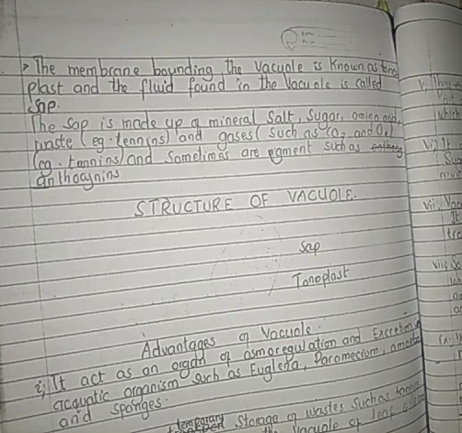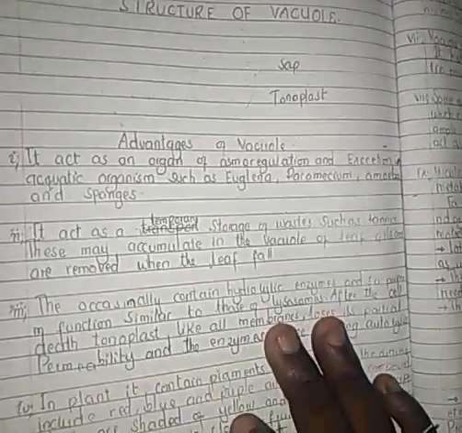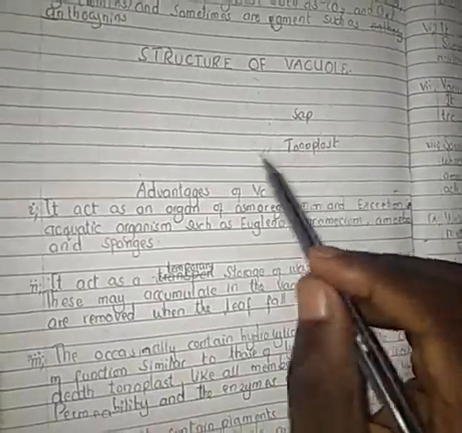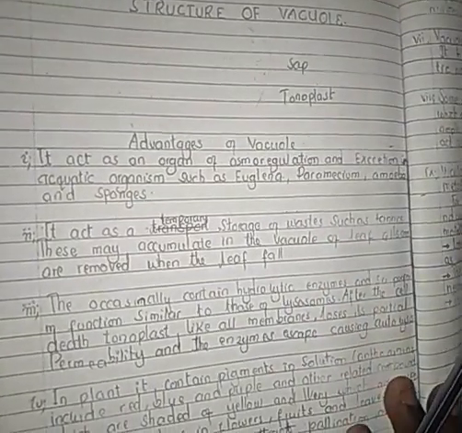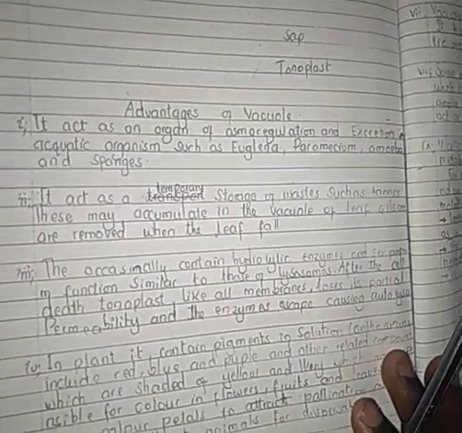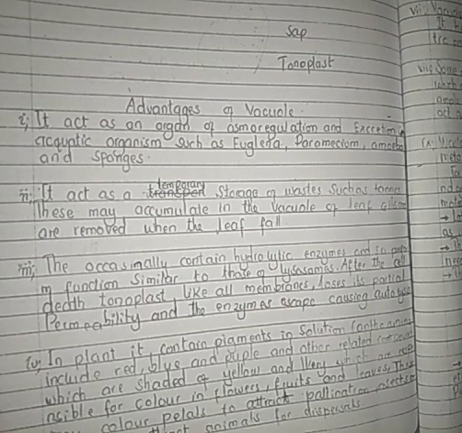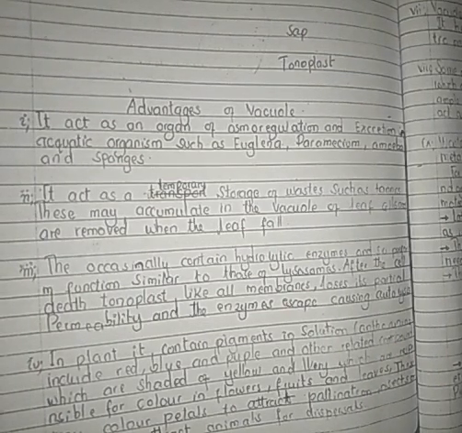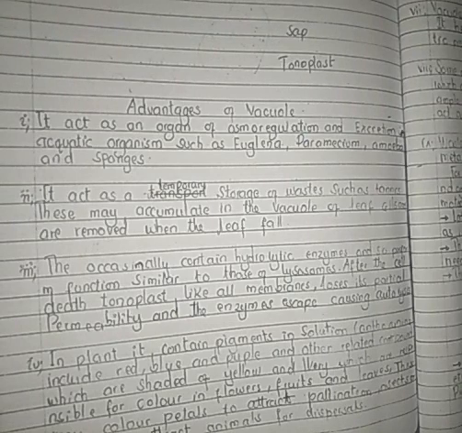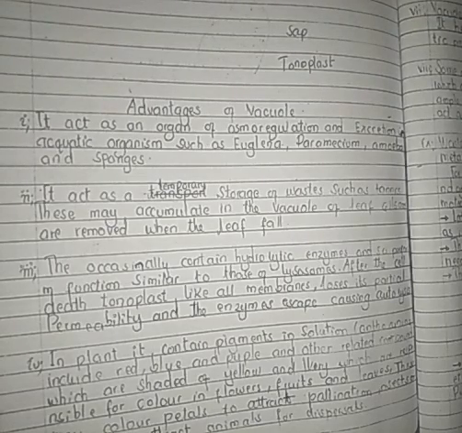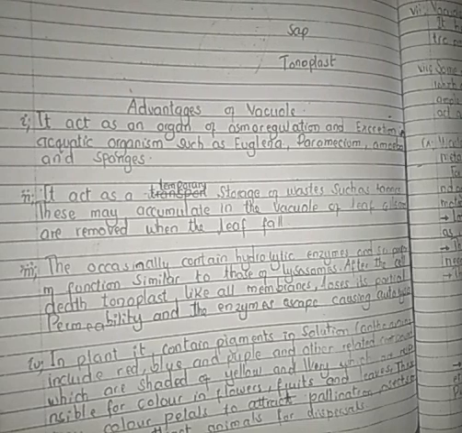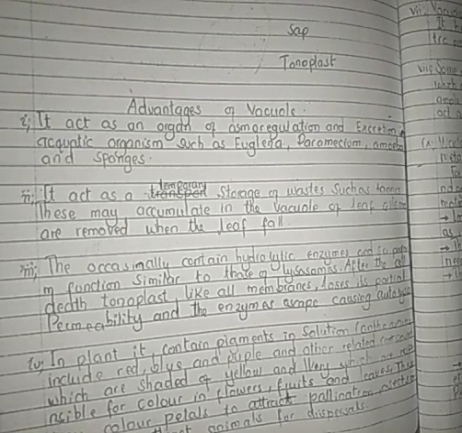So the vacuole appears just like a vesicle. It has a single membrane, which is the tonoplast, and has sap. Now the functions of the vacuole. It acts as an organ of osmoregulation and excretion in aquatic organisms such as Euglena, Paramecium, amoeba, and sponges. So as an organ of osmoregulation, you will hear of the contractile vacuole. It also acts as a temporary storage of waste such as tannins.